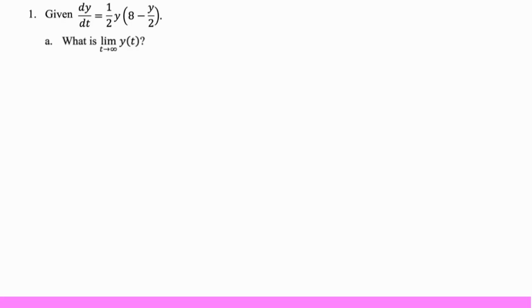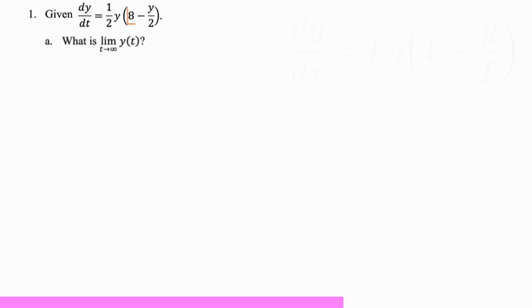Okay, let's take a look. Number 1, given dy/dt is 1/2 y times the quantity 8 minus y over 2. Notice that there's no t in there. This is kind of implicitly defined. Also, this is a special type of differential equation, the logistic differential equation. So you've got to know everything about it. It's a very finite amount of stuff to know, but these questions will cover a lot of it. What is the limit as t approaches infinity of y of t?